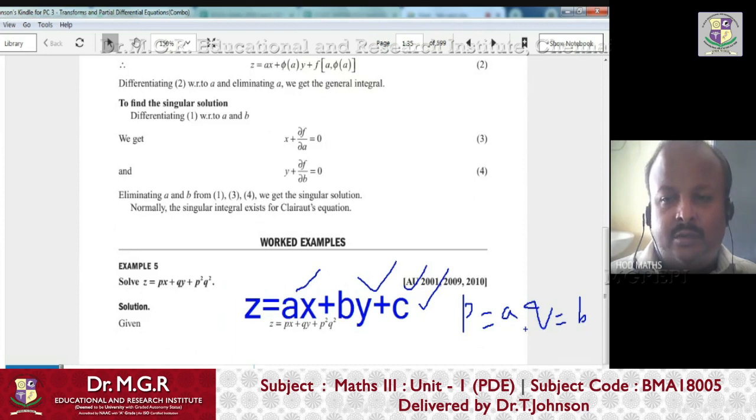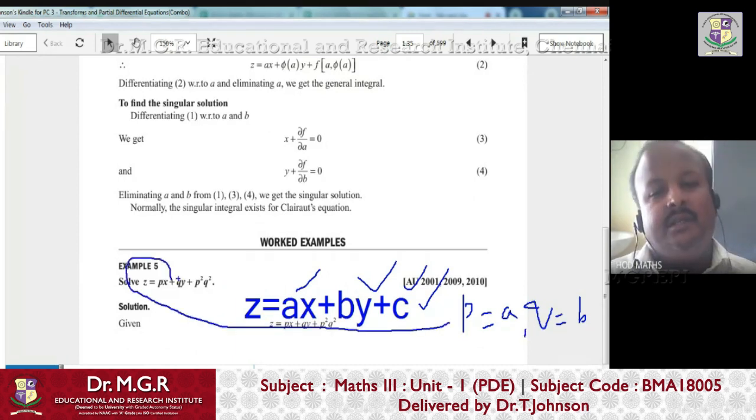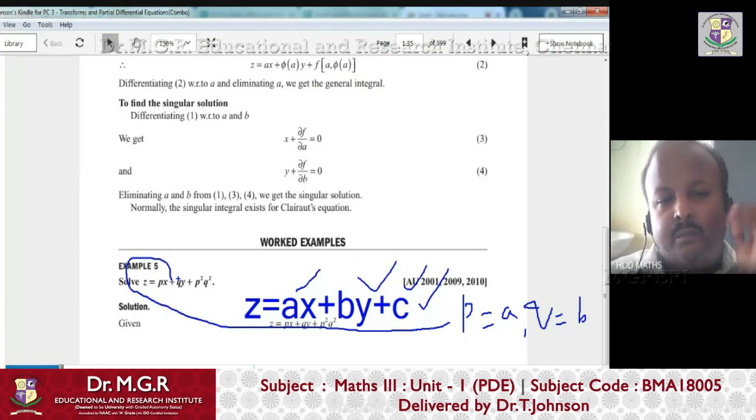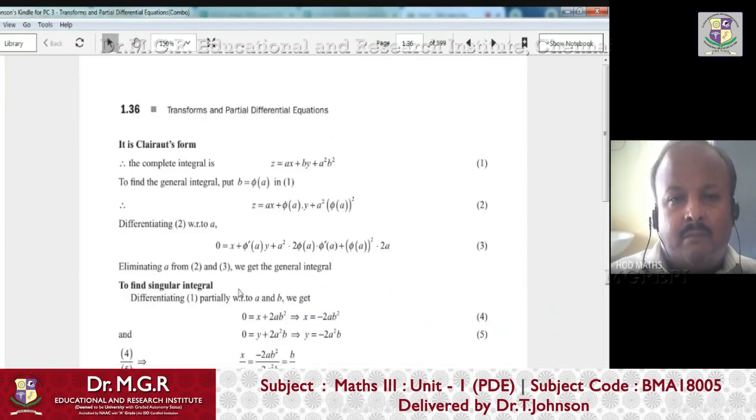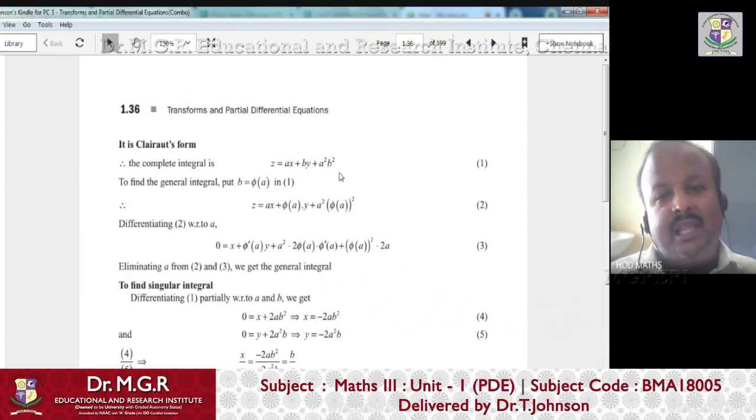As I told already in type 1, here also you have to substitute the same thing in the original equation. In place of p, we put a. In place of q, we put b. Then it will be like this: z equals px becomes ax, qy becomes by, and p square plus q square become a square plus b square.